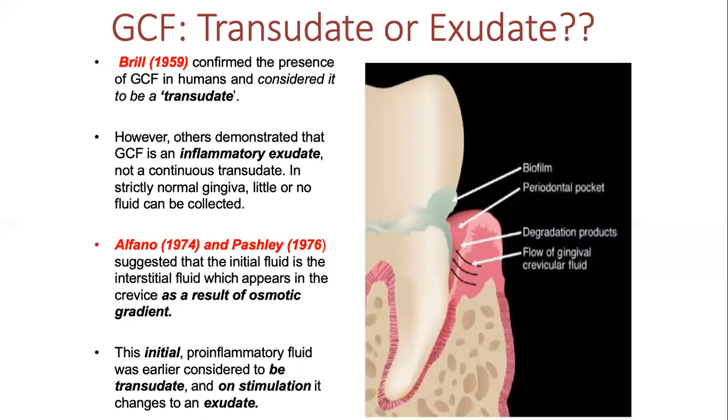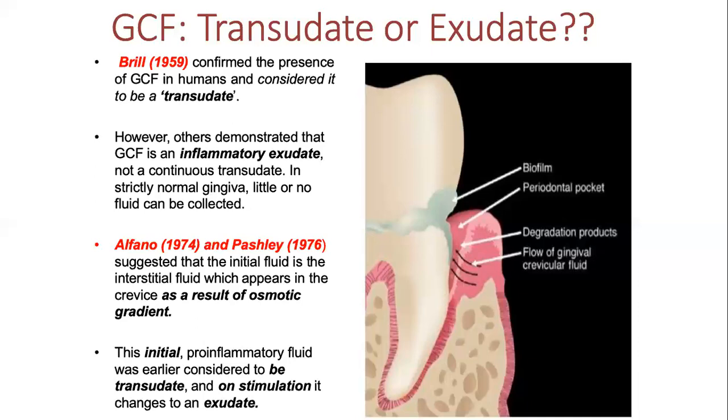Okay, so talking about the formation of GCF. How does this GCF form? There were two scientists, Alfano and Pashley. Alfano in the year 1974 and Pashley in the year 1976 suggested that the initial fluid is the interstitial fluid only, which is the physiological fluid, which appears in the crevice because of the changes in the osmotic gradient.